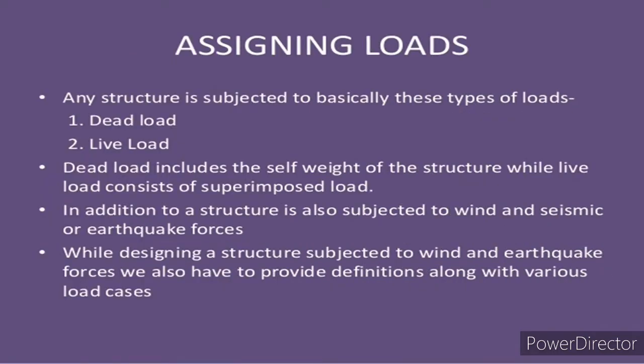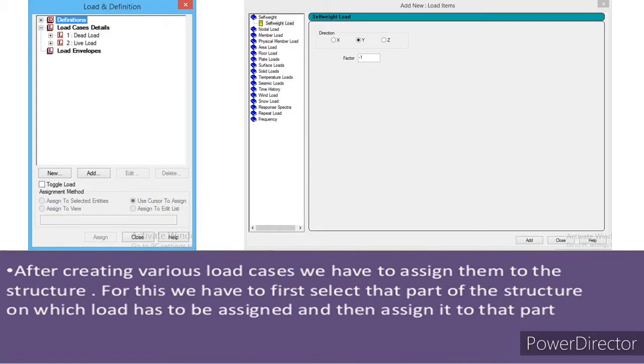Next, assigning loads. Any structure is subjected to basically these types of loads: dead load and live load. Dead load includes the self weight of the structure, while live load consists of superimposed load. In addition, a structure is also subjected to wind and seismic or earthquake forces. While designing a structure subjected to wind and earthquake forces, we also have to provide definitions along with various load cases. These are the load definition and load items windows.